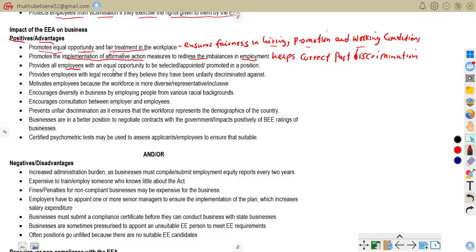It provides all employees with equal opportunity to be selected, appointed, and promoted in a position, so that everyone can apply for any position without unfair barriers. For example, job vacancies are advertised internally for everyone. That is that. It provides employees with legal recourse if they believe they have been unfairly discriminated against.